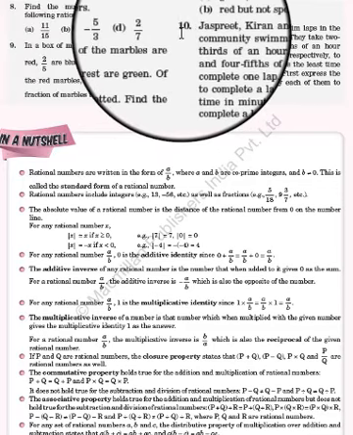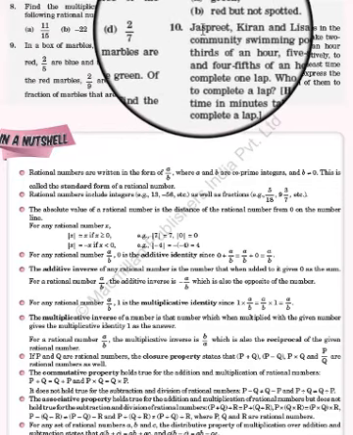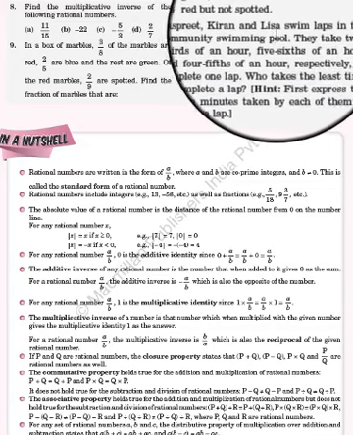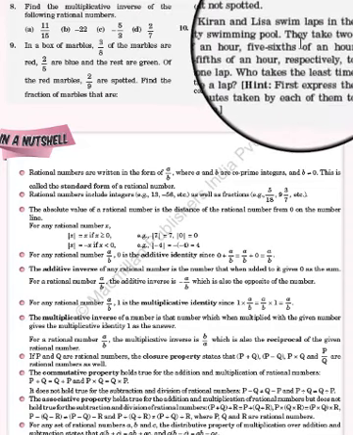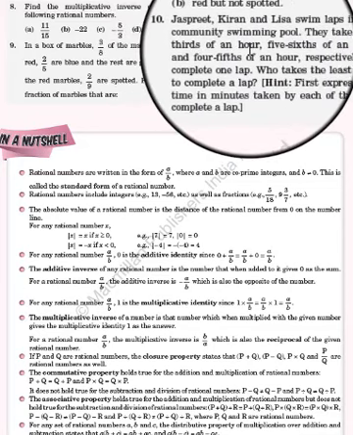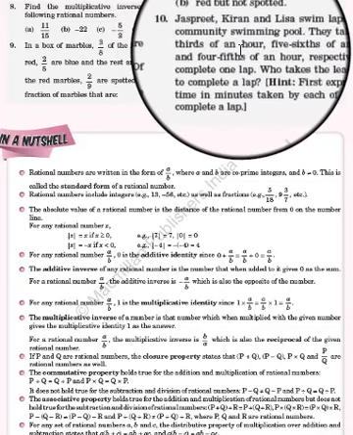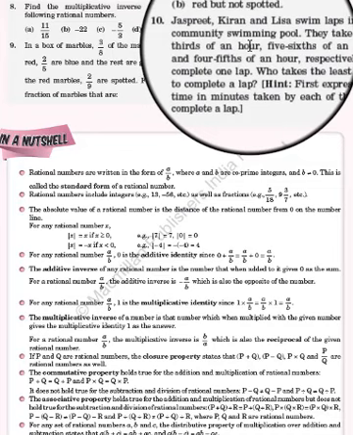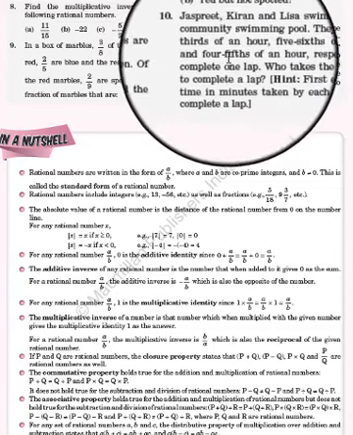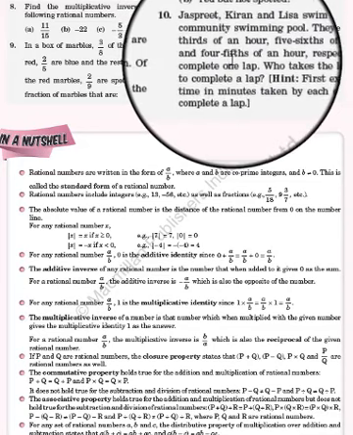Then we come to question number 10. Here there are 3 swimmers, Jaspreet, Kiran and Lisa. They take 2/3, that is 2 by 3 of an hour. That means 2 by 3 multiplied by 1 hour, which equals how many minutes? 60. So 2 by 3 multiplied by 60. That will give you the time taken by Jaspreet. So Jaspreet equals 2 by 3 multiplied by 60.